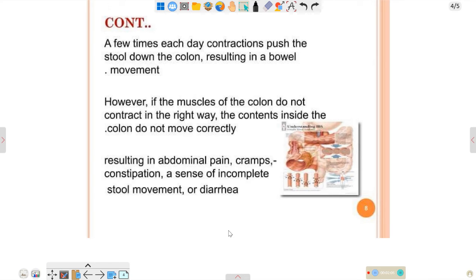इसमें होता क्या है? Bowel movement, stool आगे पास नहीं हो पाता contraction की वजह से, and the muscles of the colon do not contract in the right way, so the colon does not move correctly, which results in abdominal pain, cramps, constipation or incomplete stool movement, or diarrhea.